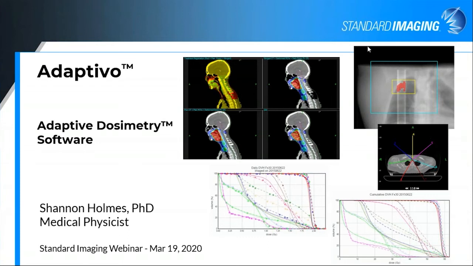I'm a medical physicist here at Standard Imaging, and it's my pleasure today to be able to talk to you about the Adaptivo software. Make sure this system, there we go.